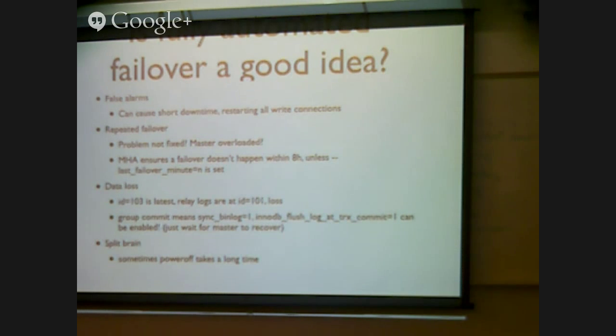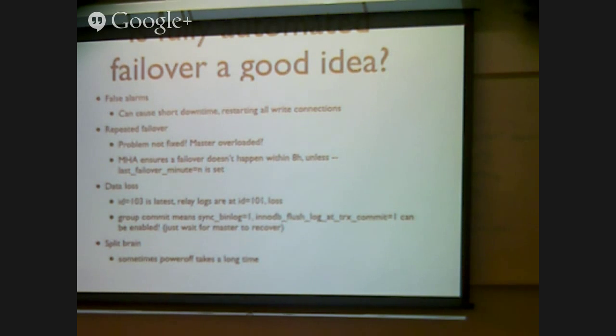If you go to GitHub's engineering blog, they have a nice case study as to why fully automated didn't quite work for them. Because sometimes you may actually have false alarms. Typically, you don't want to restart all write connections when you have false alarms. Sometimes you have repeated failovers. Maybe your master's just overloaded, and it's time to increase capacity. So you use a tool like MHA, it actually doesn't allow you to failover within an 8-hour period.